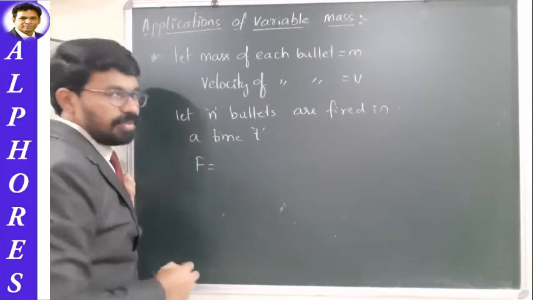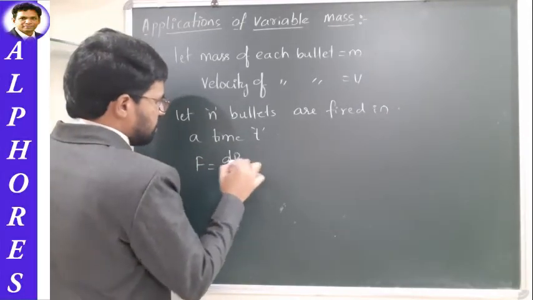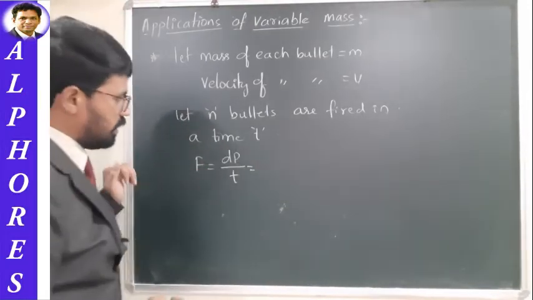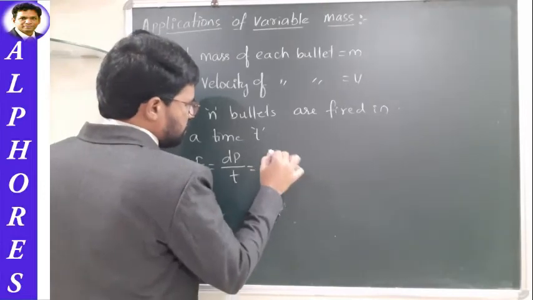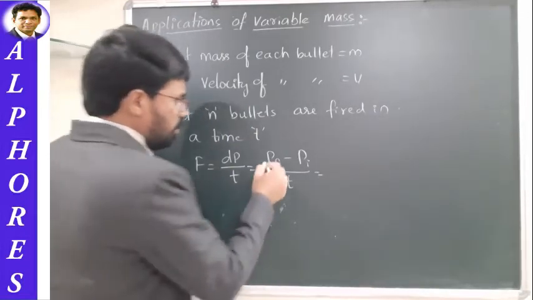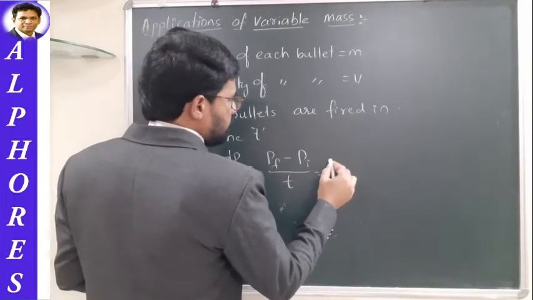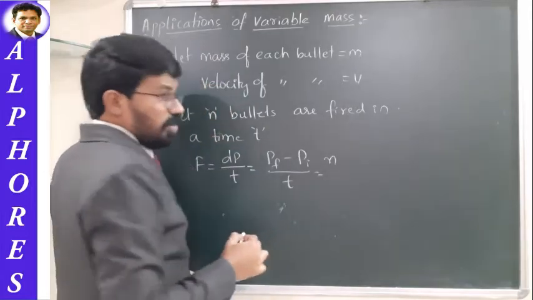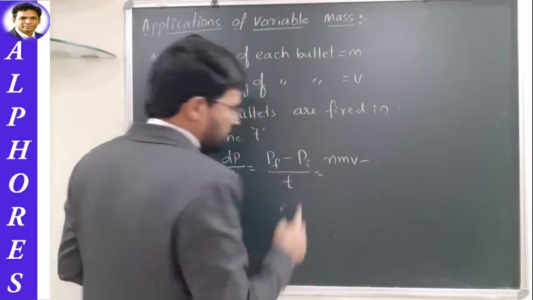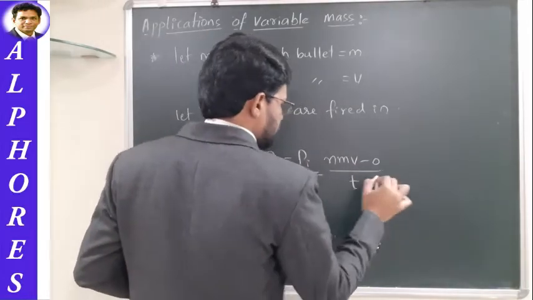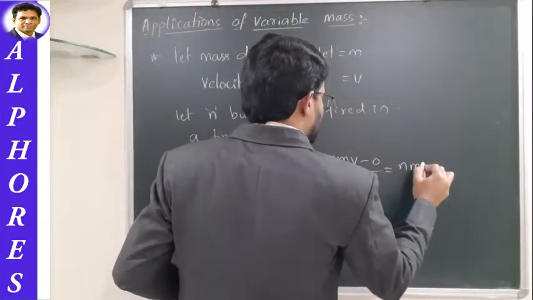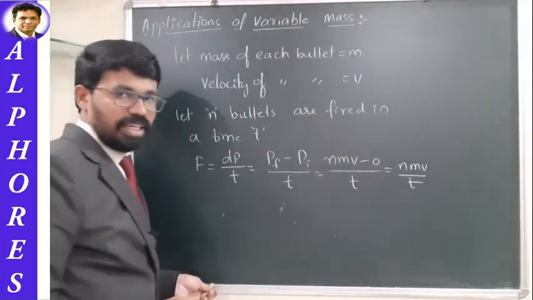This can be written, according to Newton's second law of motion, as F equals change in momentum by time. Here the time interval is taken as t. So dp I will write as final momentum minus initial momentum by t. Final momentum is n bullets shot in time t, so n mv, minus initial momentum, which is 0. When the bullets are inside the gun, they are at rest, so initial momentum is 0. So finally we get nmv by t.